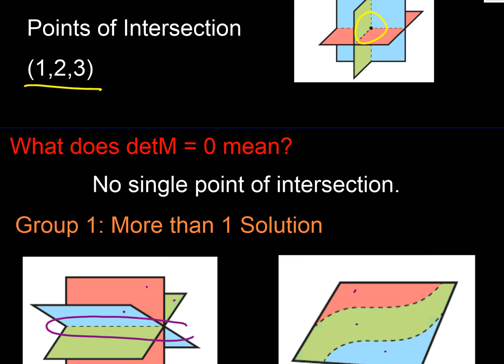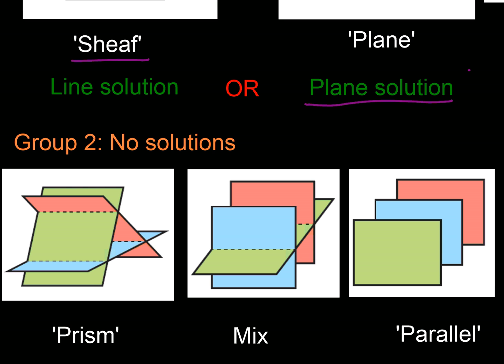Let's have a look at the other options, where we have no solutions. If I've got 3 planes and they meet in 3 separate lines, like in a prism, can you see we've got a prism here? That's got no solutions, has it? Because no point is on all 3 planes. In the second one, 2 of the planes are parallel and never meet, and the other plane crosses them. So I've got only 2 lines of intersection, but no point is on all 3 planes. And the third one is where all 3 planes are parallel to each other and never meet, so there is no point that's on all 3 planes.